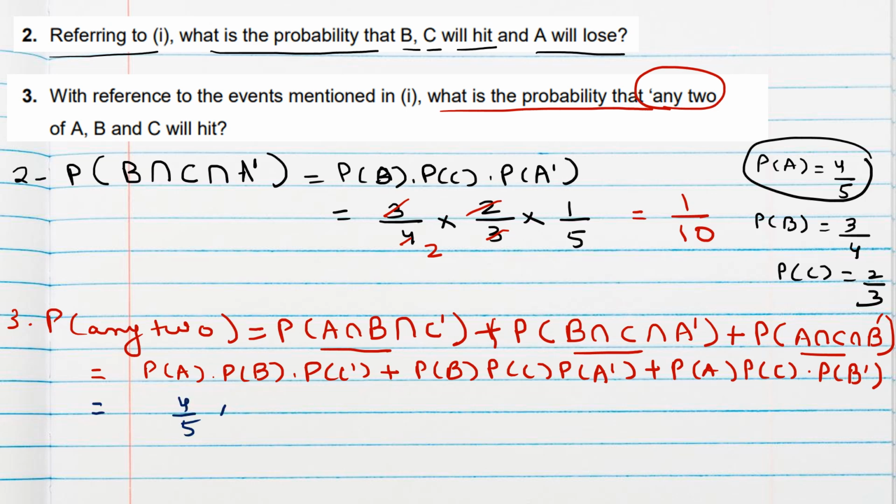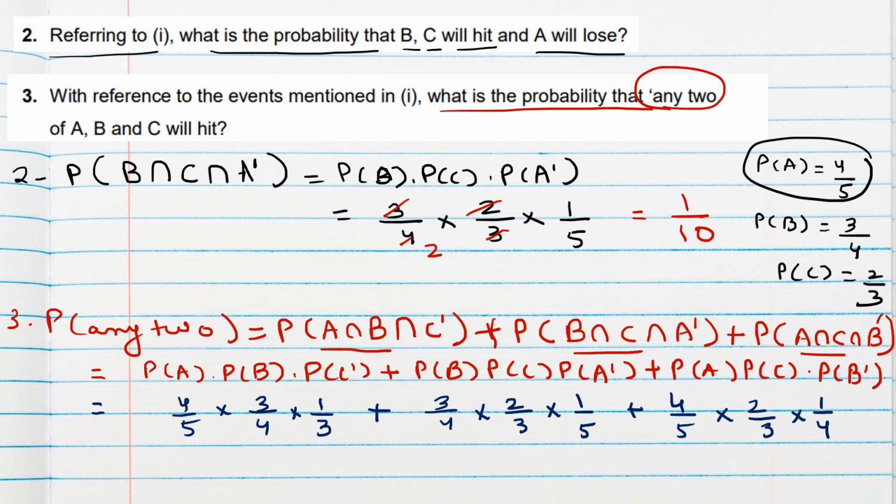4 by 5, 3 by 4. C dash means 1 by 3 plus 3 by 4, 2 by 3. A dash means 1 by 5, 4 by 5, 2 by 3. So it will be 1 by 4.